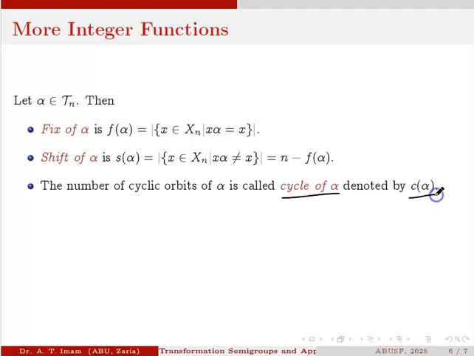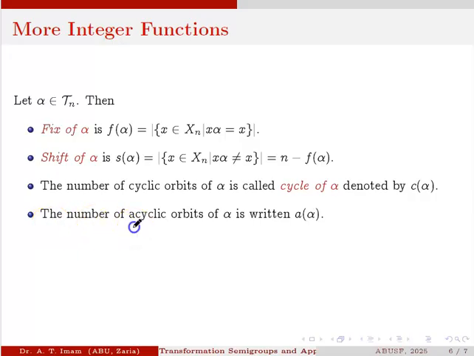Remember, every full transformation or finite full transformation can be decomposed into orbits. And we say orbits are of four kinds. We have the cycles, the trivial orbit, the acyclic orbit, and the standard orbit. So the number of cyclic orbits is called the cycle of α, and we denote it by this. This parameter will play a role in our study of products of idempotents.